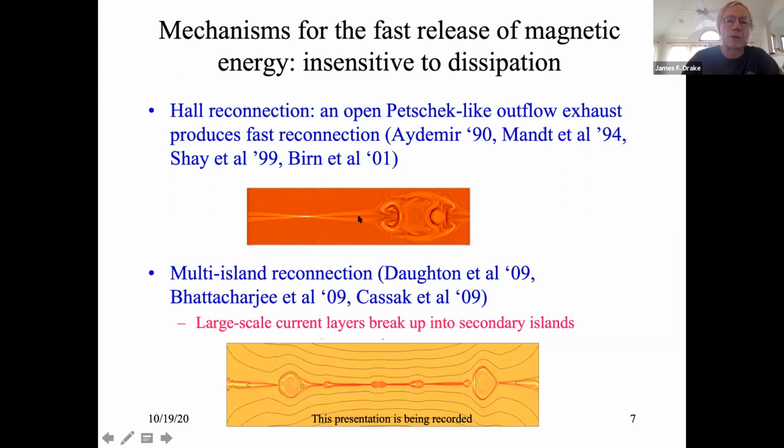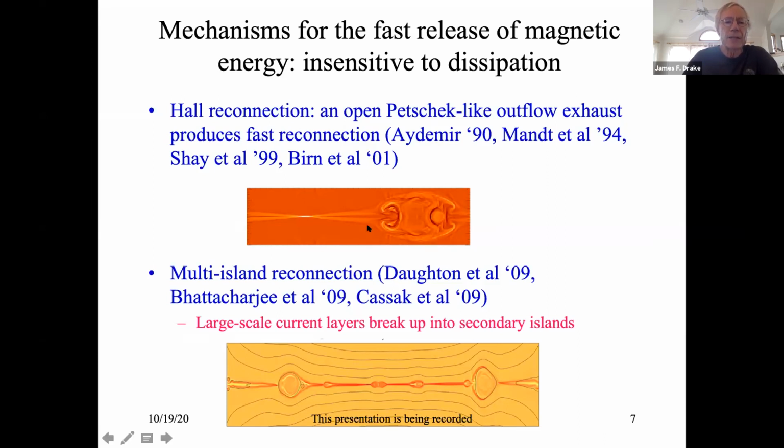This is similar to what was predicted by Harry Petschek, although there are some differences, and I'm not going to go into detail about those differences. But anyhow, that you get an open outflow if you do a simulation which includes the Hall terms was established many, many years ago by a number of different groups.